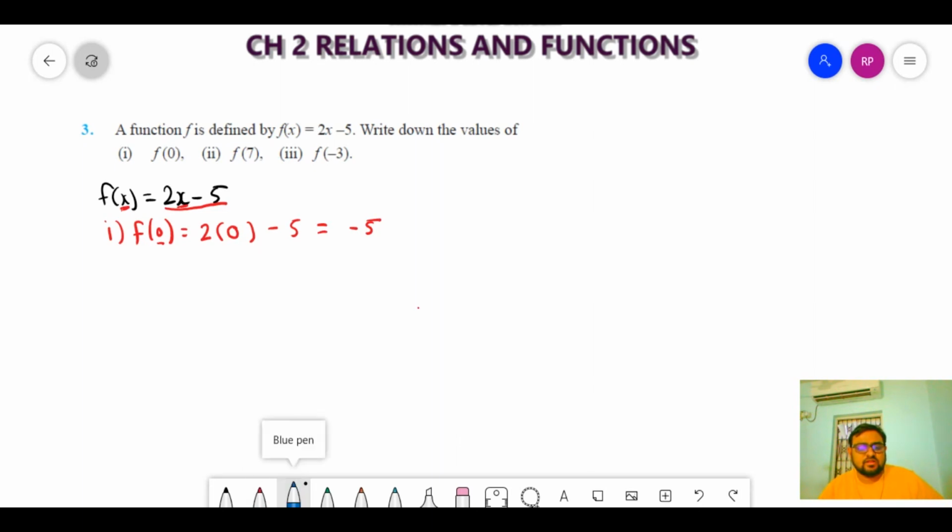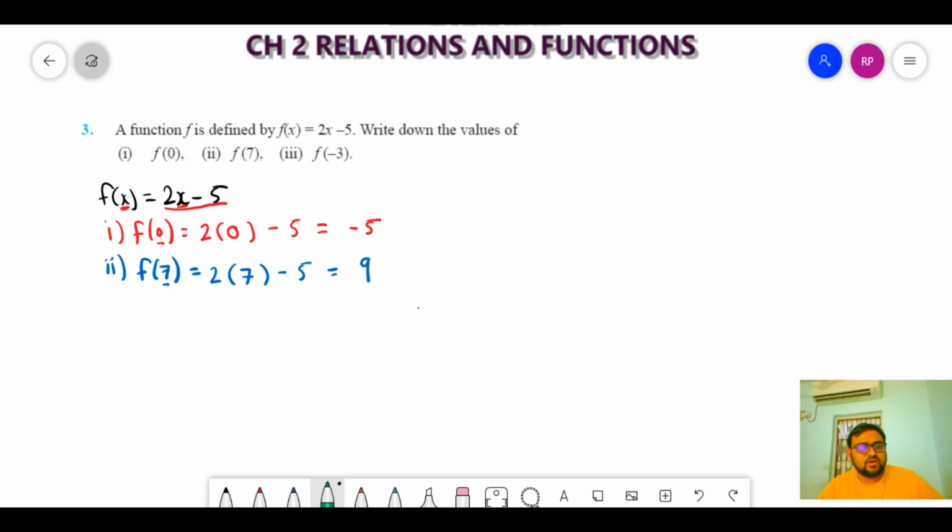Now the second one, that is f(7). Same method, instead of x I will use a bracket, and here it is 7, so I will fill the bracket with 7. 2 times 7 is 14, 14 minus 5 will be equal to 9.